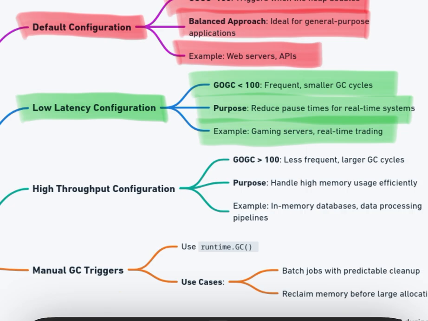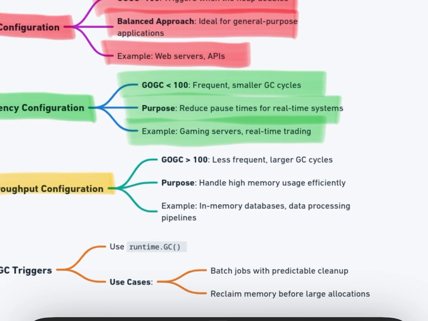3. High throughput. Less frequent GC. What if you're running an in-memory database processing millions of records? You prioritize throughput over latency. By setting GOGC=200, GC runs less frequently, allowing the heap to grow larger before collection. Effect: fewer GC interruptions, faster data processing, and optimized performance for memory-intensive tasks.